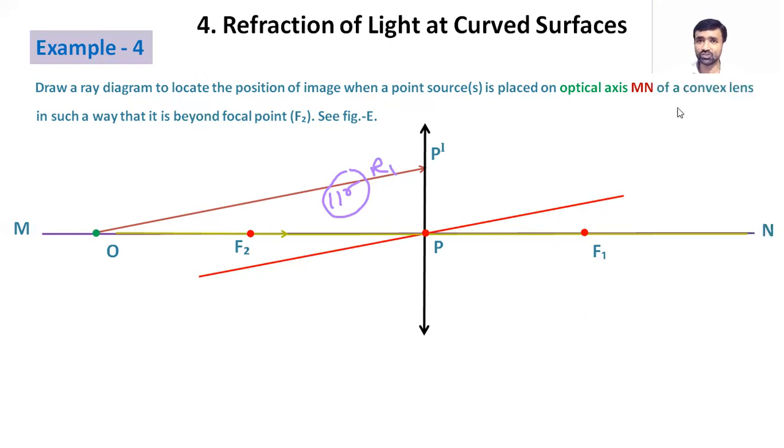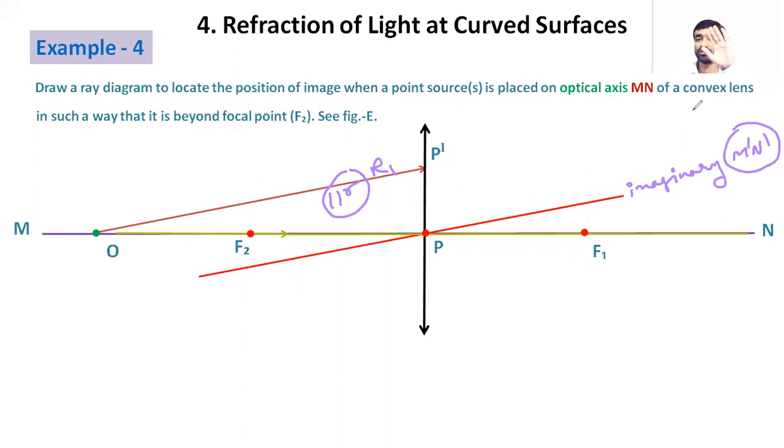This red color line is what for us? This is the imaginary optical axis, M dash N dash. So now look at R1. It is parallel to the principal axis M dash N dash. What about its behavior after refraction from the convex lens?